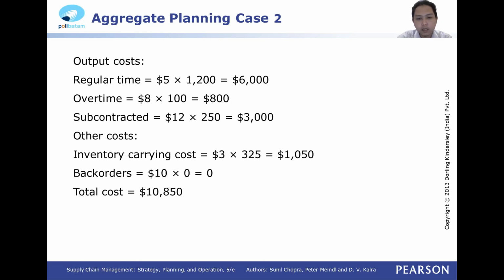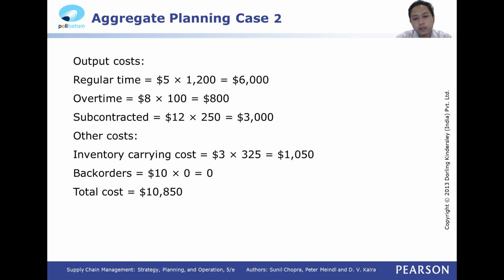And for the other costs, such as inventory carrying costs, we have $3 multiplied by 350, and the result is $1,050. For back order cost, we have $0, and the total cost of this scenario is $10,850.